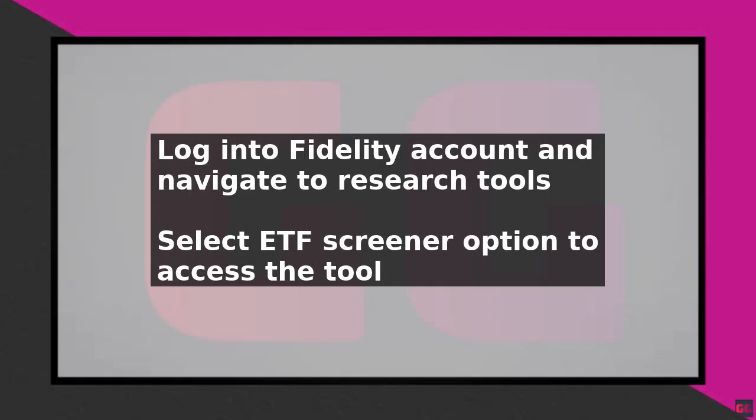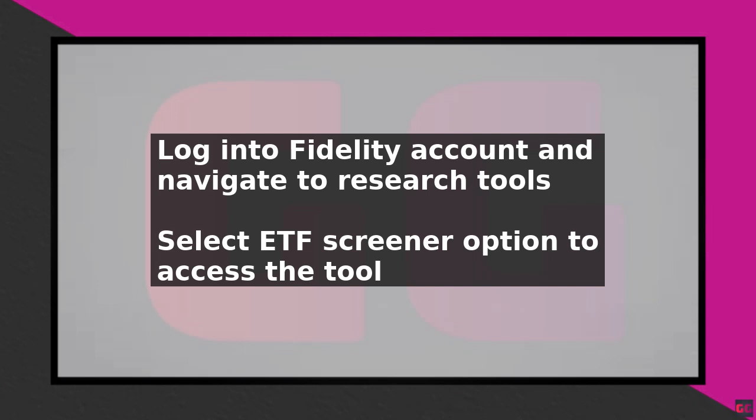To use the Fidelity ETF screener, start by logging into your Fidelity account and navigating to the Research and Tools section. From there, select the ETF screener option to access the tool. The ETF screener is a powerful tool that allows you to filter and compare exchange-traded funds based on a variety of criteria. First, you will see a list of available ETFs, which can be overwhelming.